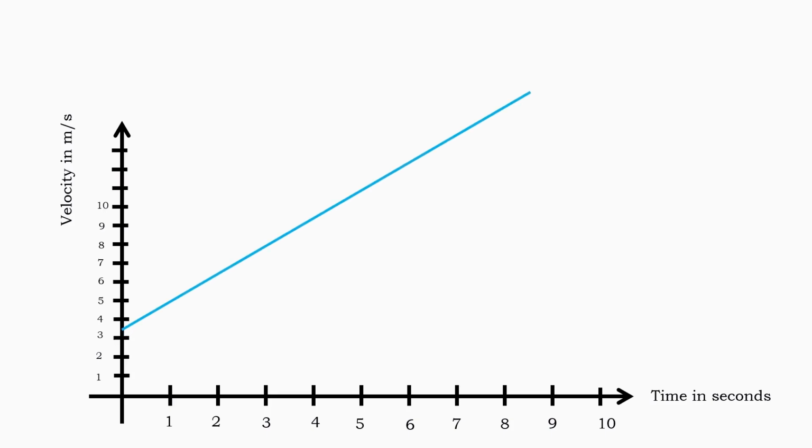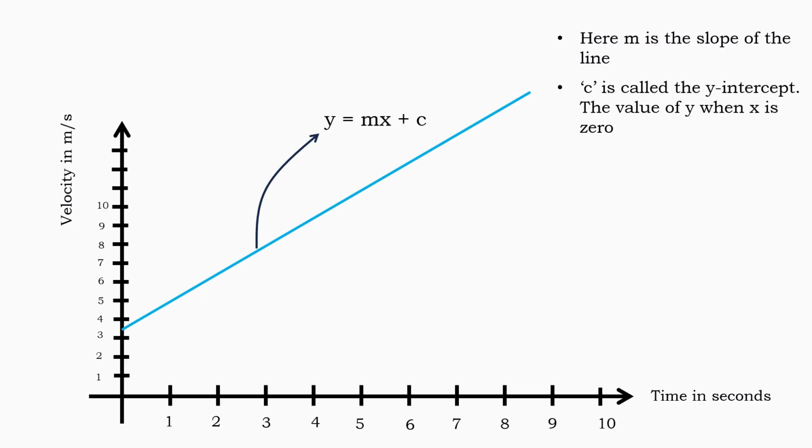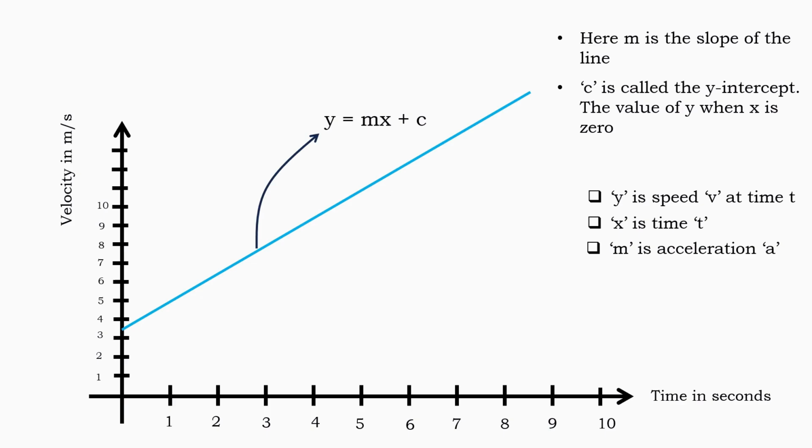Mathematically, this is simply a straight line with a y-intercept. And we already know the equation of a straight line. y equals mx plus c. Here, m is the slope of the line and c is the y-intercept. Now let's translate this equation into the language of physics. Replace y with velocity v. Replace x with time t. Replace the slope m with acceleration a, and replace the intercept c with the initial velocity u, because it represents the velocity when t equals 0.